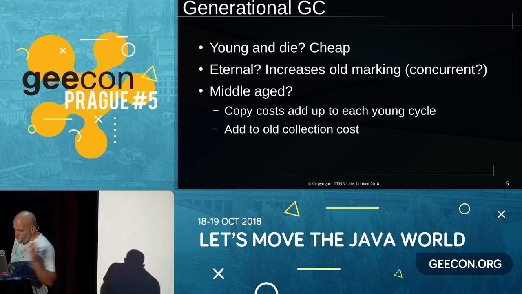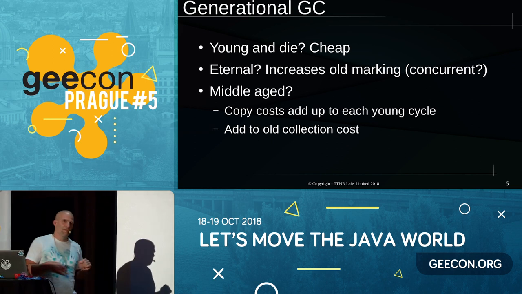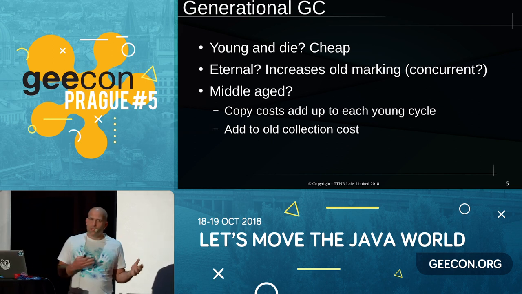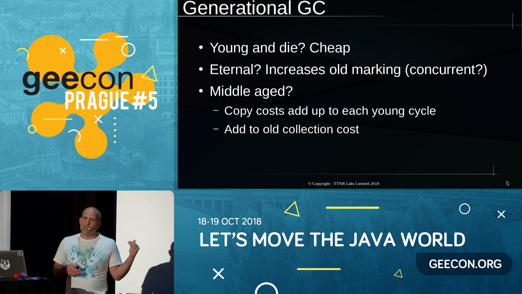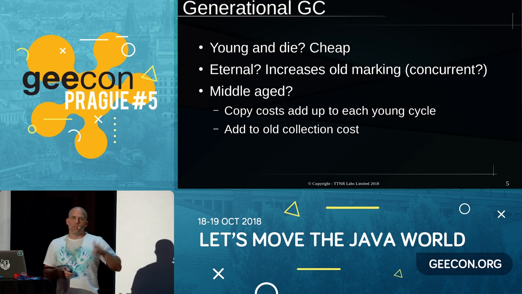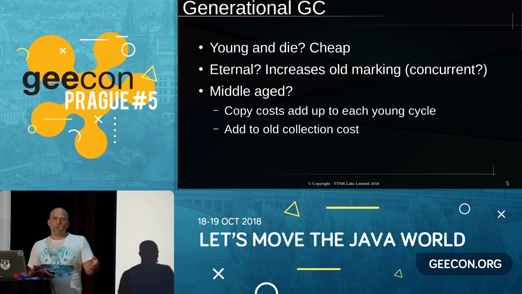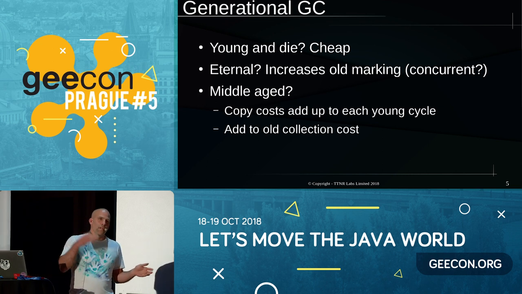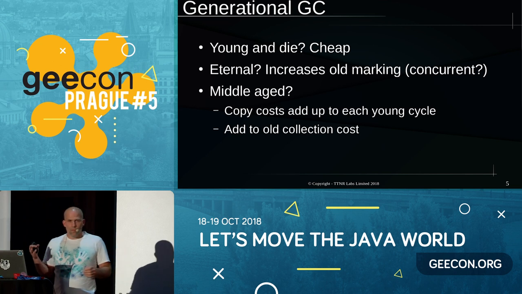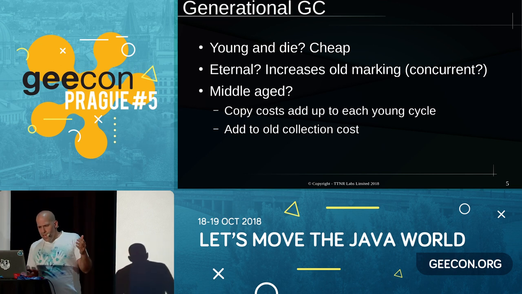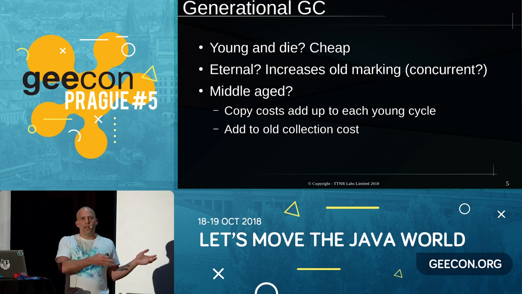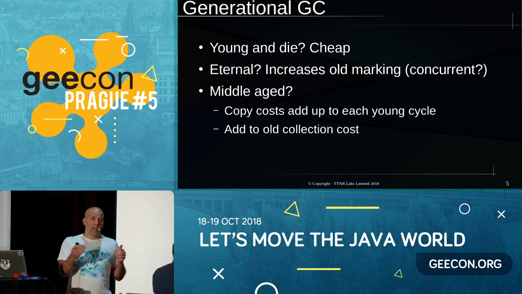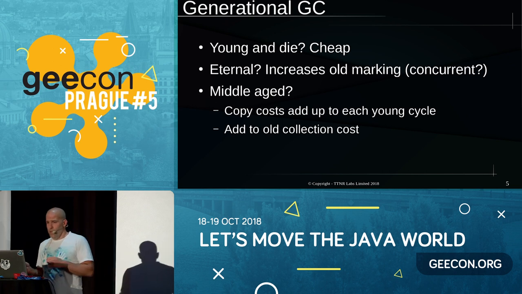Okay, so young and die, cheap. If you live forever, then you stick around and you increase the costs a little bit, but it's probably fine. And the Middle Ages are the worst. The Middle Ages are the guys that stick around to be copied a few times. Maybe they make it into old, and then they die. So they pick up all the costs along the way and still have to be collected. And they add to the old collection cost, and they add to the young collection cost, because the young collection cost is made of cleaning up and copying the still alive objects. And copying is most of the cost.